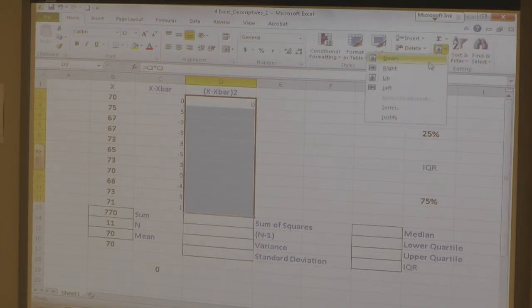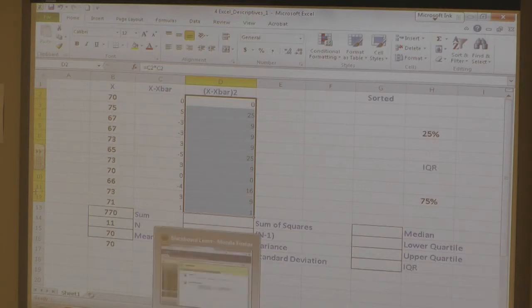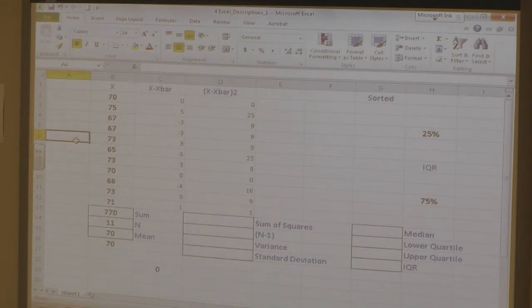And I'm going to fill down. Okay, this time they'll cancel out. This time I have actual numbers in there. Okay, 0, 25, 9, 9, 9, 25, so on and so forth. The bigger those numbers are, the bigger the difference is between the values and the mean, which indicates that there's more of a spread. They're a measure of spread.